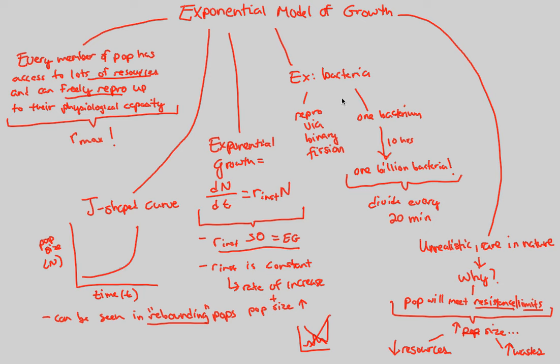So we usually do not see this J-shaped curve. This is very rare. It is seen in bacteria, of course. It's very, very much seen in bacteria, but is not seen in most of nature, in higher order organisms like us, like animals, because of this resistance and limits that are presented by the environment, as denoted by this increase, decrease, increase relationship that we have here. So that is our exponential model of growth. In the next video, we're going to be looking at what we call the logistic model of growth.